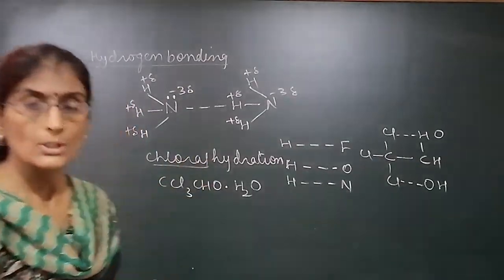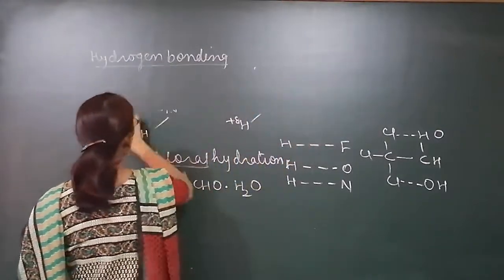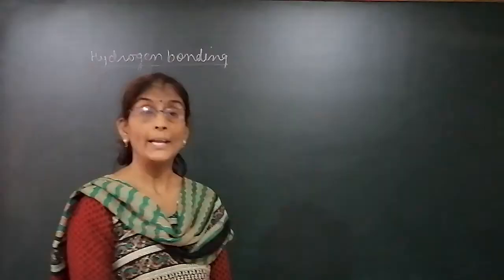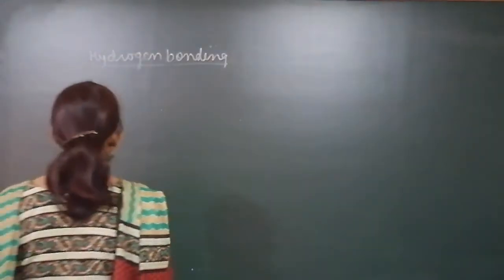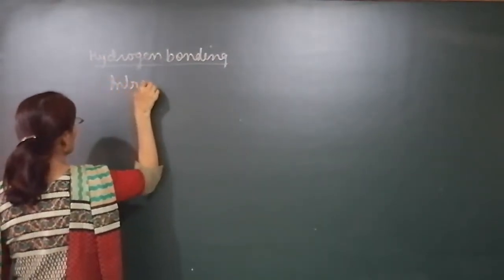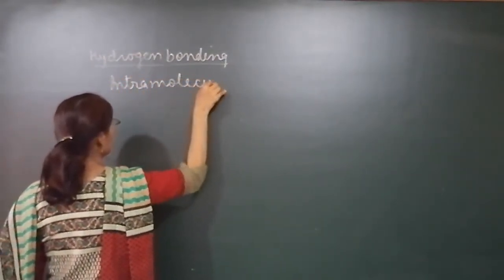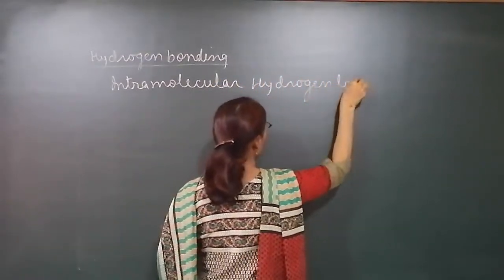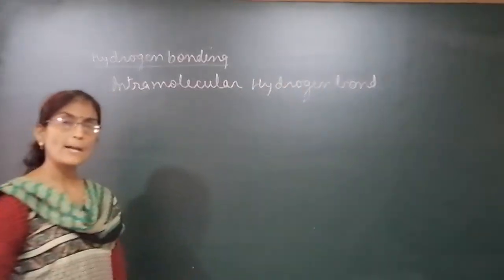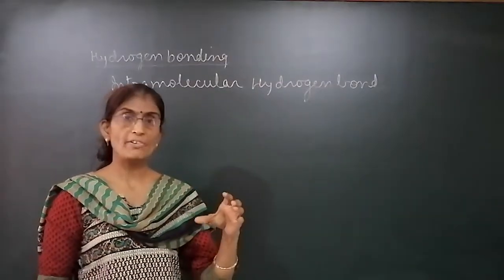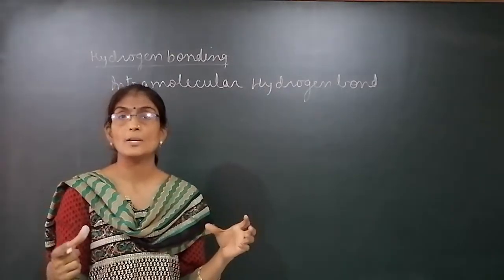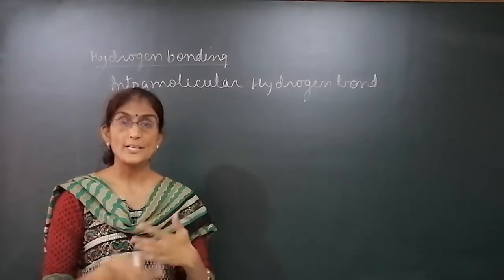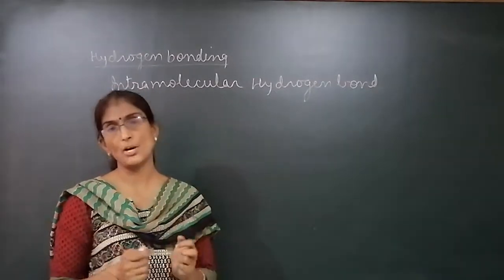Now there are 2 types of hydrogen bond, intramolecular and intermolecular. Right now we have done intermolecular hydrogen bond. There is one more, intramolecular hydrogen bond. What is intramolecular hydrogen bond? This type of hydrogen bond is formed between positively charged hydrogen and a highly electronegative atom, but both belong to the same molecule. It is not intermolecular attraction, it is intramolecular. Within the molecule, hydrogen bond is formed.